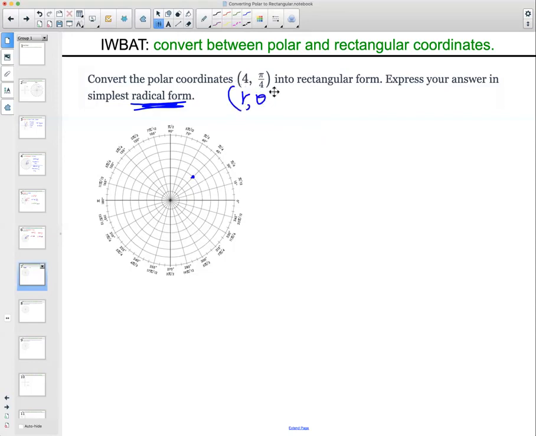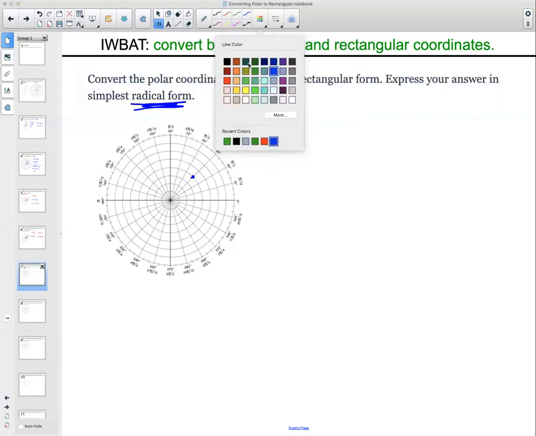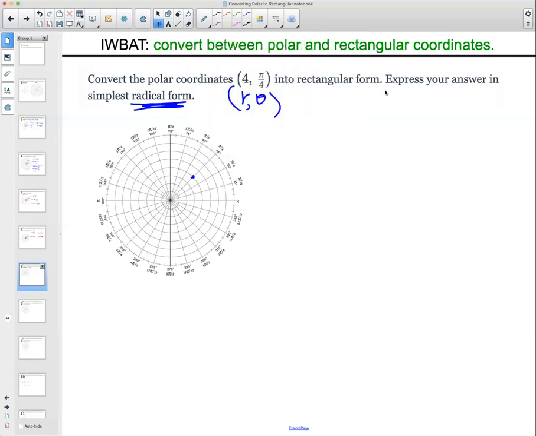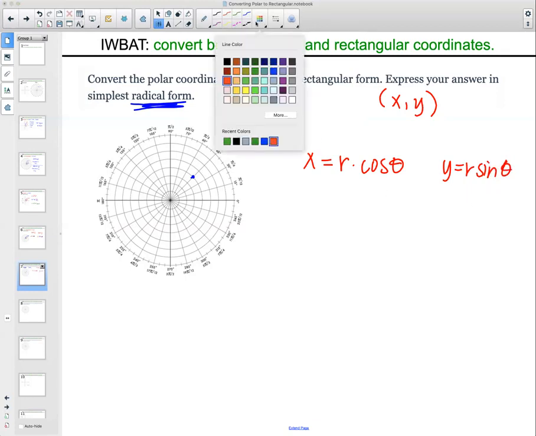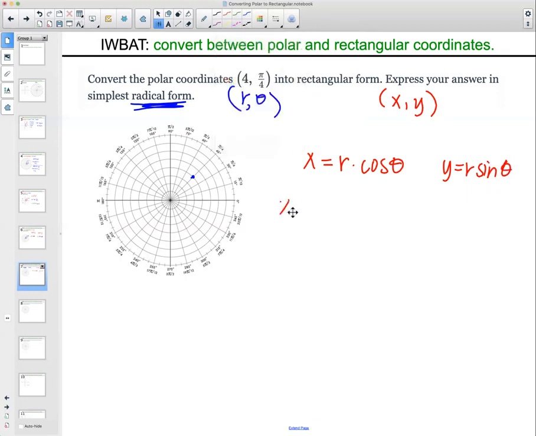So remember, we are looking for a rectangular point, and a rectangular point is x, y. So from those formulas from the last screen, your x coordinate is equal to your radius times cosine of theta, and your y is equal to your radius times sine of theta. So then just go ahead and plug these things in. Your radius is 4, cosine of your angle pi over 4.